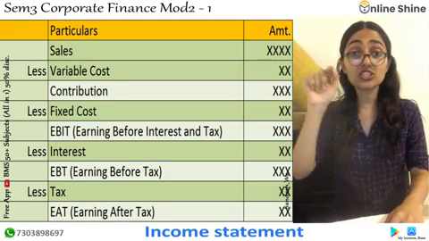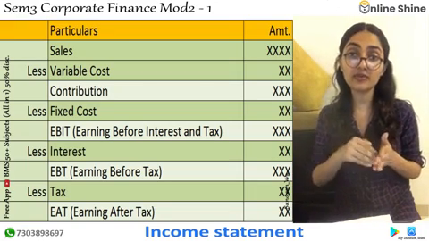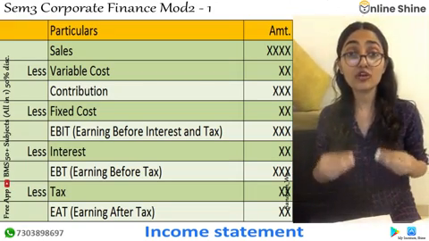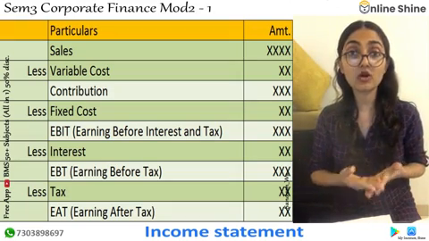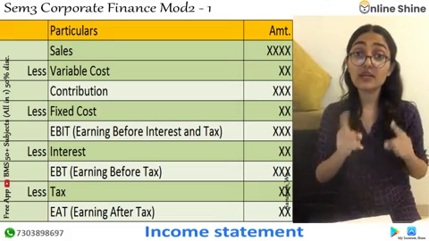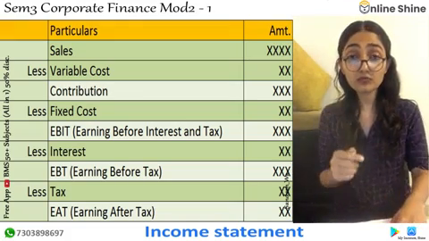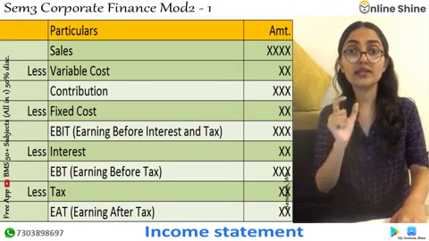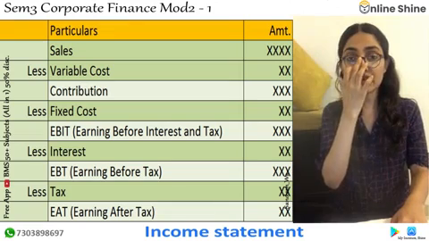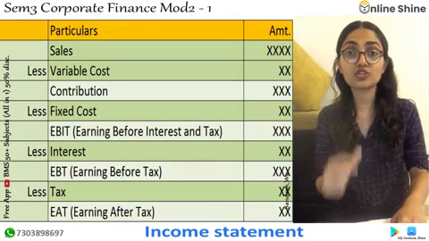These costs are changing costs. Variable costs change according to the increase in sales. So if a question has given double the sales amount, then there will be a change in variable cost. Variable matlab kya? Changing. So if you do sales minus variable cost, you will get contribution.